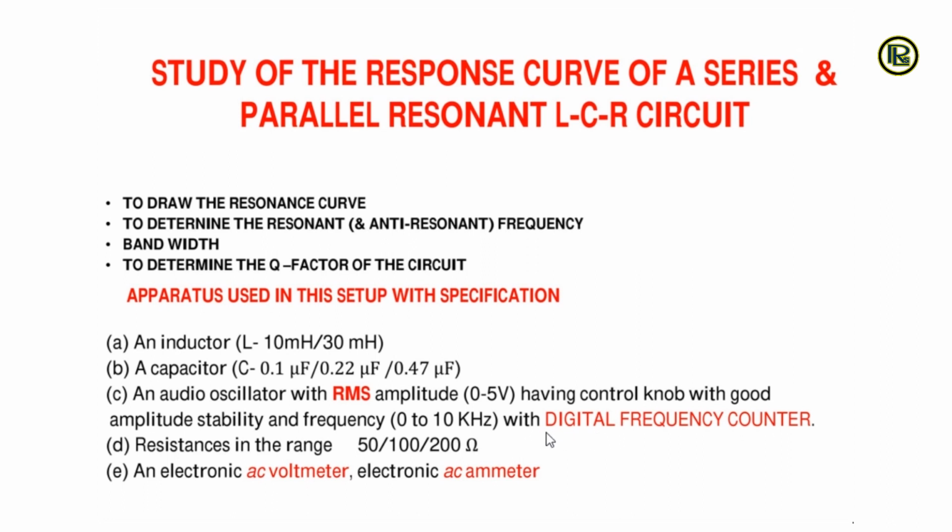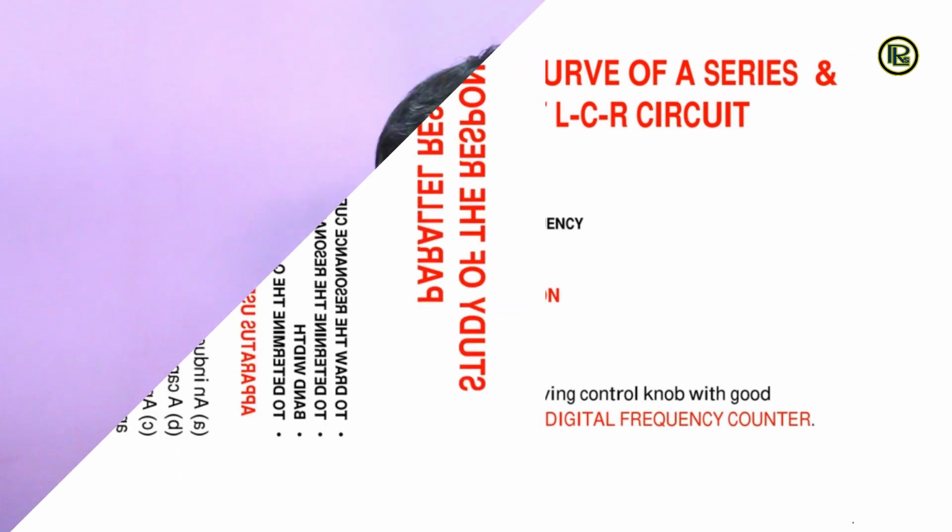And the speciality of our trainer board, it has a digital frequency counter, and the resistances available in the trainer board, actually discrete components, are present here. So 50 ohm, 100 ohm and 200 ohms are available. And in the trainer board, an electronic AC voltmeter and electronic AC ammeter are attached. So the entire experiment will be performed with the help of a trainer board having a digital frequency counter.